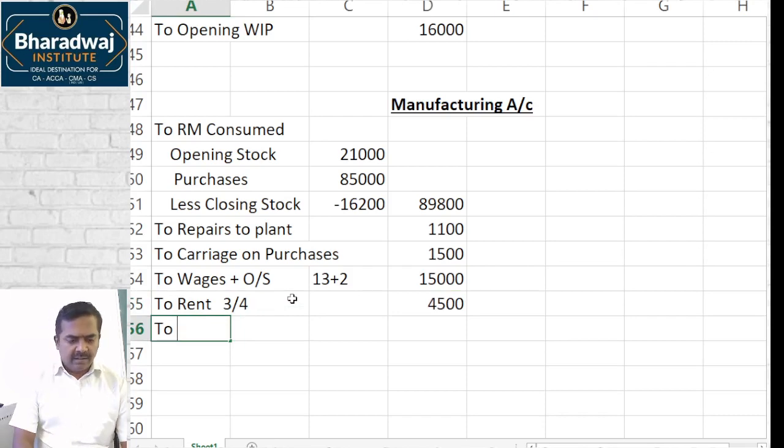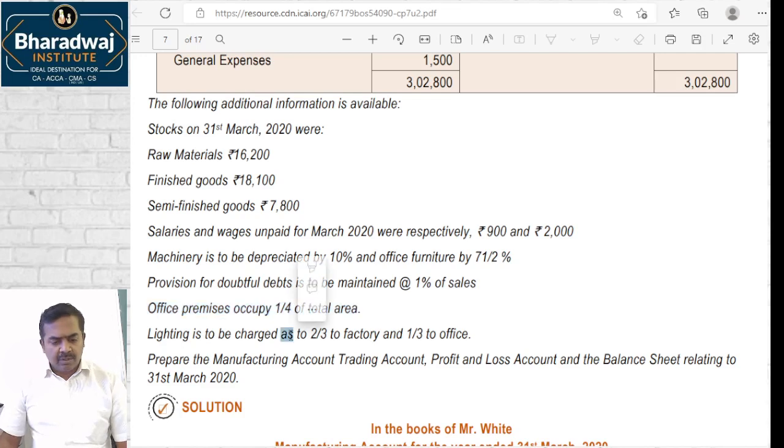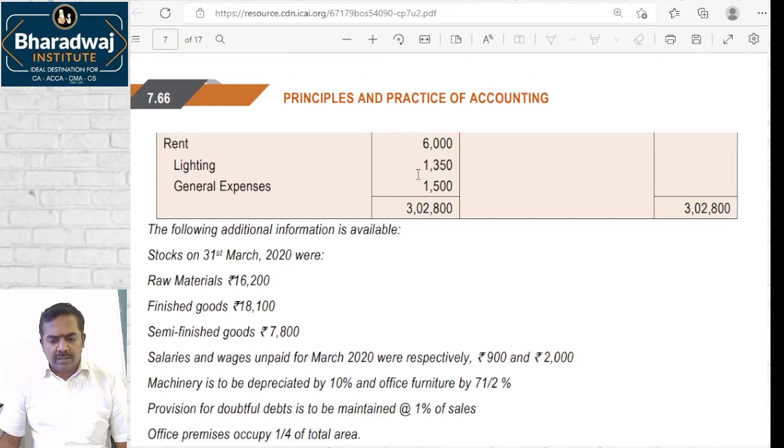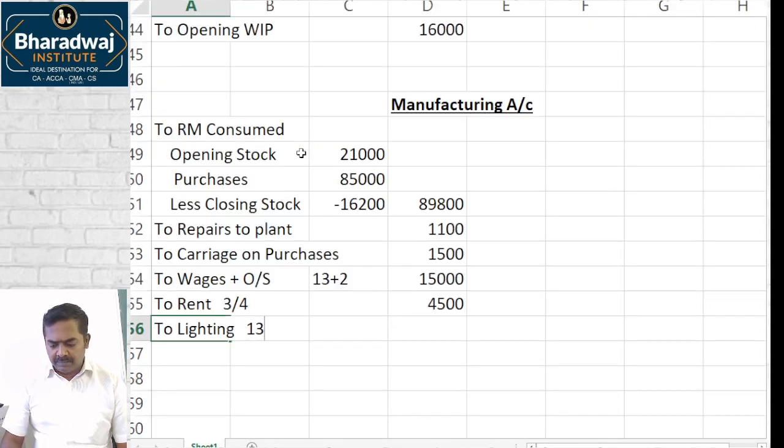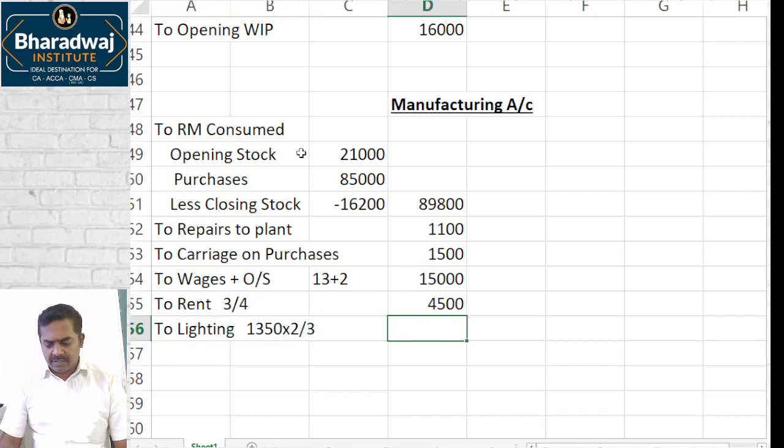4,500. Lighting. What do they say about lighting? 2/3 of the lighting to factory. 2/3 of the lighting to factory. 1,350, 2/3 of that is 900. How much? 900. Where are the expenses?